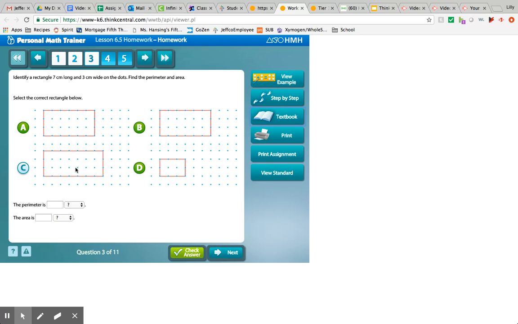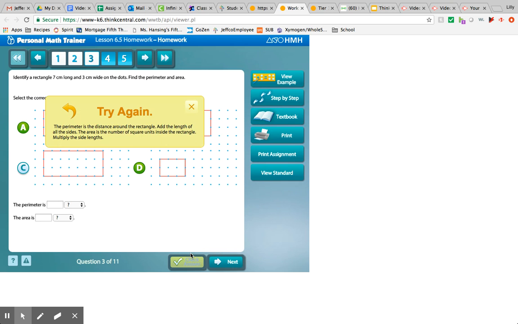I really don't want anyone to just be taking guesses, because you have these resources to help you. You do have the option to check your answer as well, and you'll see that it gives me even some reminders here. If I don't read these reminders, I'm missing an opportunity to learn. The perimeter is the distance around the rectangle. Add the length of all the sides. Okay, so that's just what a teacher would tell you if you were not sure how to answer this question. The area is the number of square units inside the rectangle. Multiply the side lengths. So there, I just got information to help me.